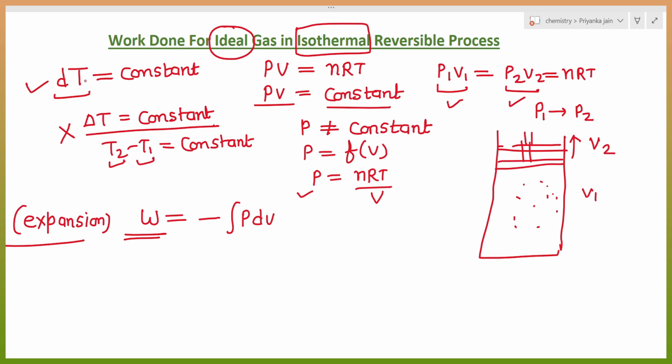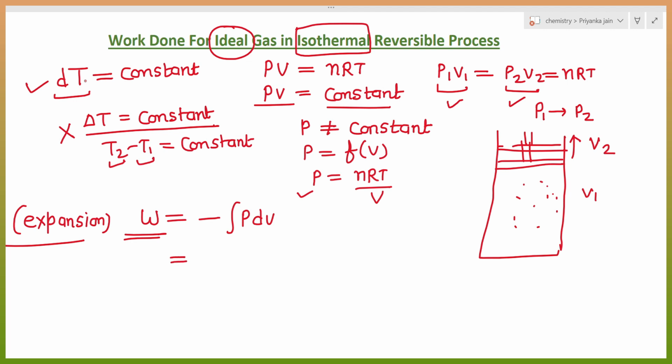Either expansion or compression, this formula always gives you the value. Whether the process is expansion or compression, you will find both by this formula. You do not need to put extra signs. So here the formula is W is equal to minus integration of P dV.